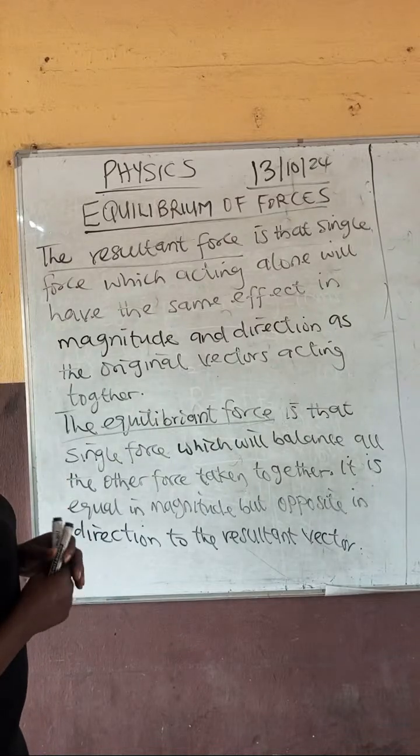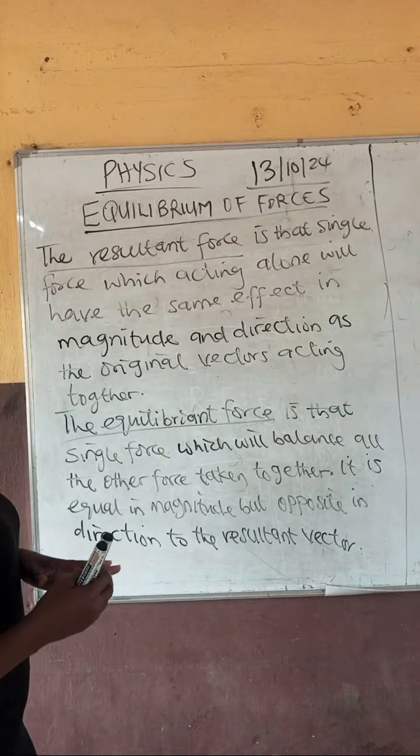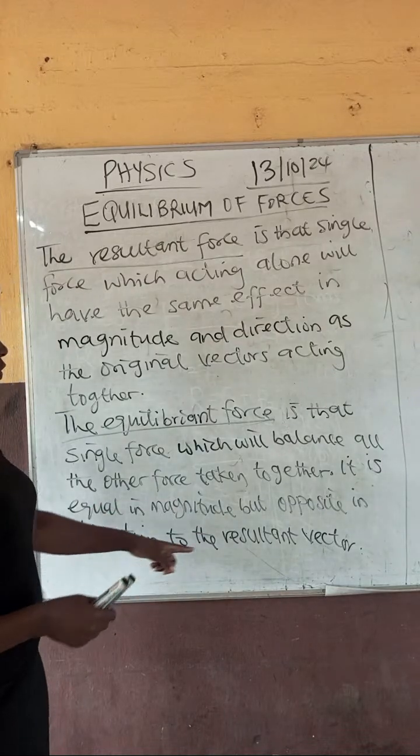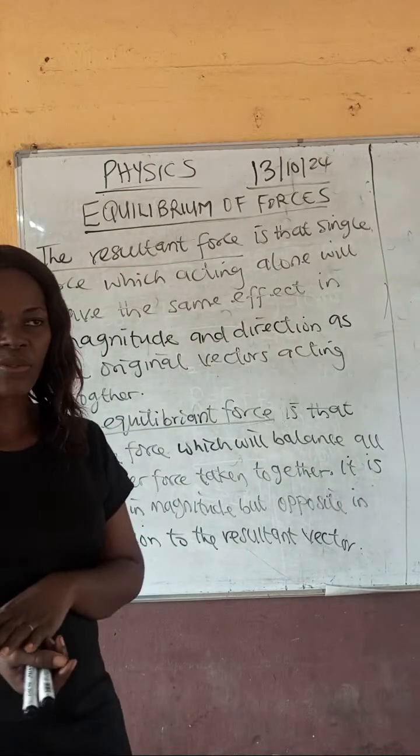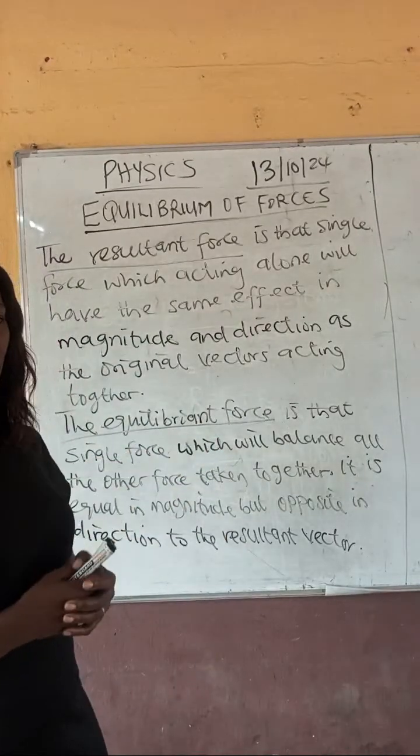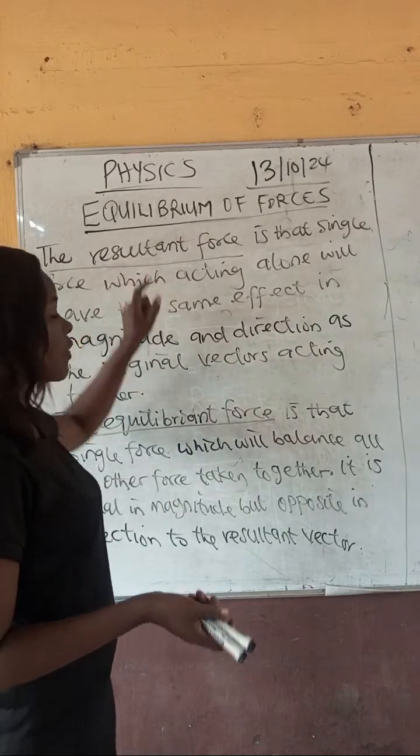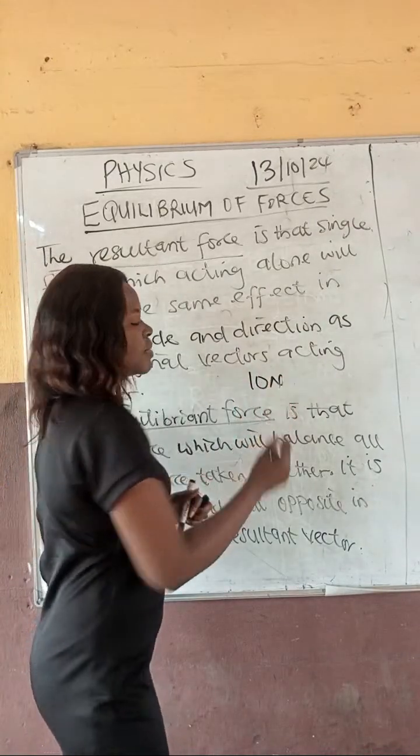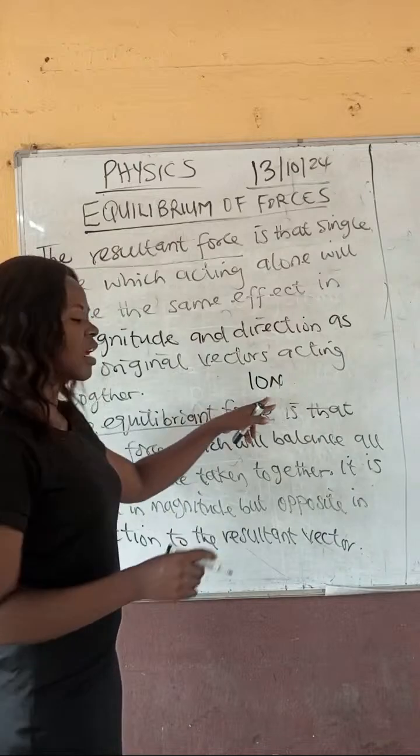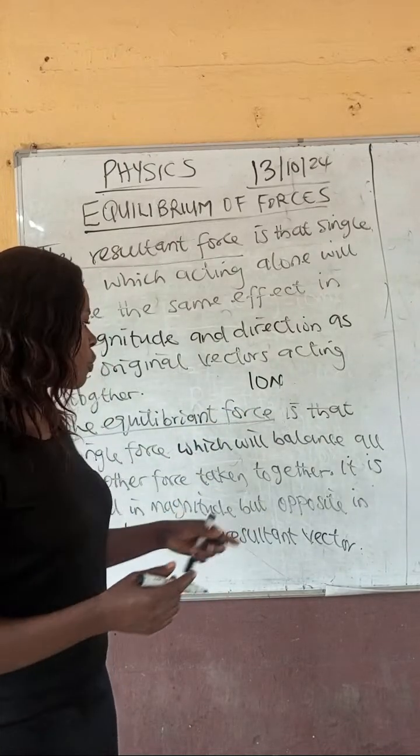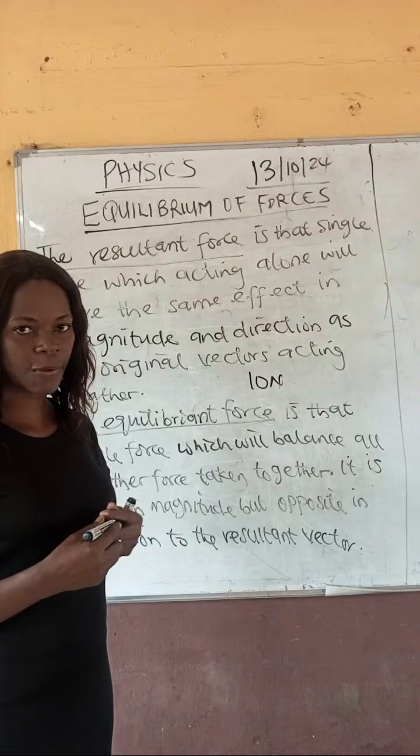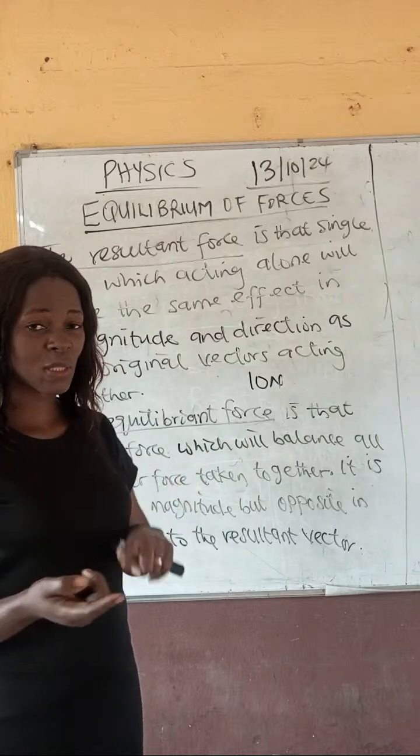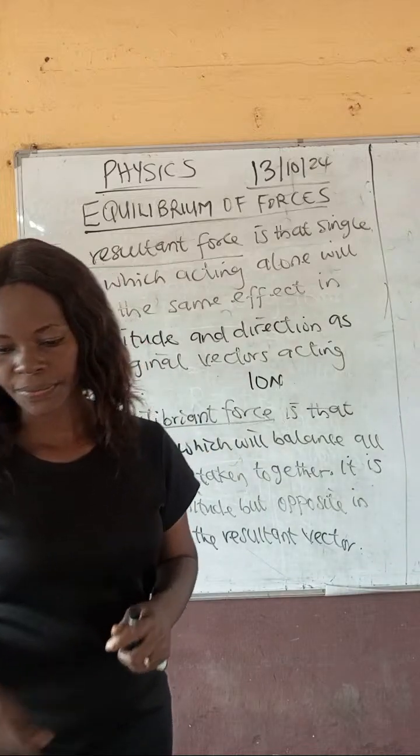The equilibriant force is that single force which will balance all the other forces taken together. It is equal in magnitude but opposite in direction to the resultant vector. What are we trying to say? That this equilibriant force is equal in magnitude to the resultant vector. So if the resultant vector, for example, is 10 Newton, it means that the equilibriant force will be 10 Newton, but the direction is opposite to the resultant vector. I'm going to use a question and a diagram to explain the two concepts.